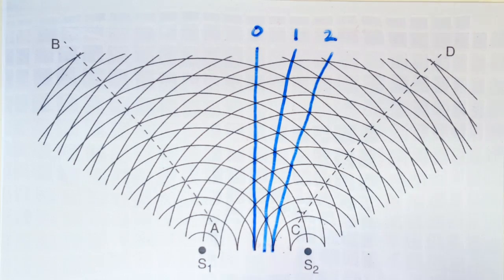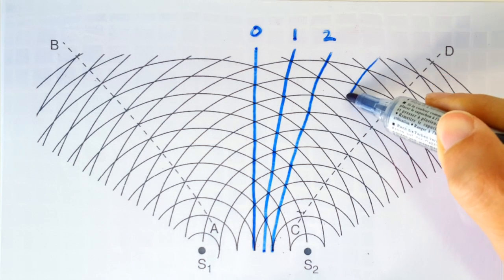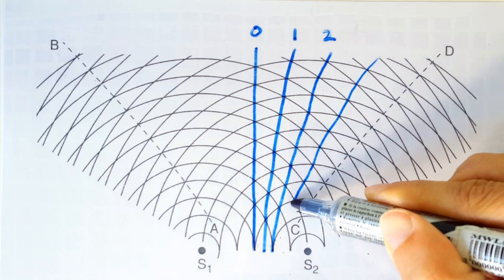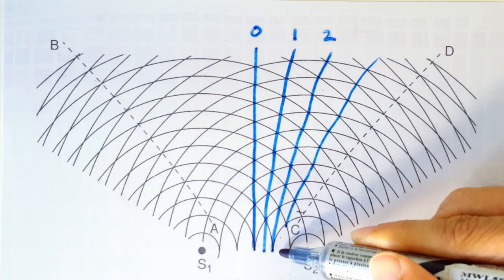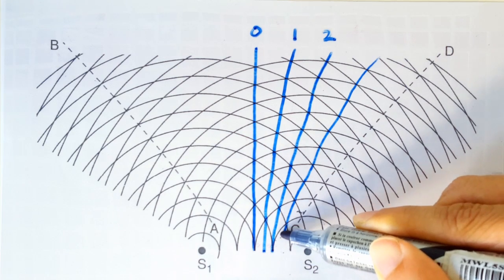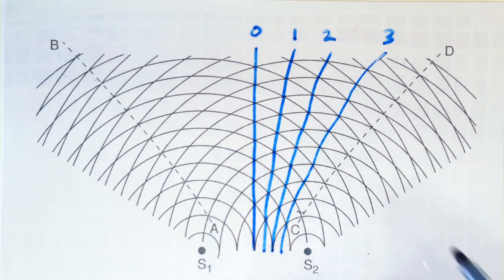Of course, there's n equals 3. Again, look for the intersecting points and you find it here. Just trace it, and when you reach here again, plonk it to be right at the middle between two crests, and we get the n equals 3 antinodal line here.